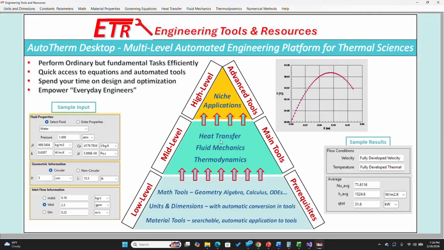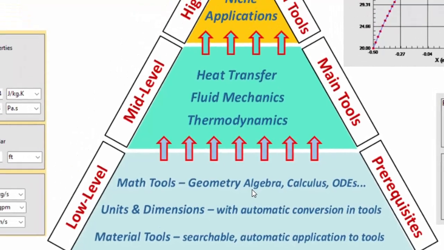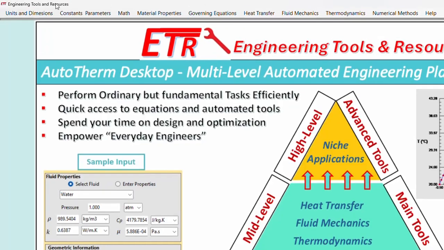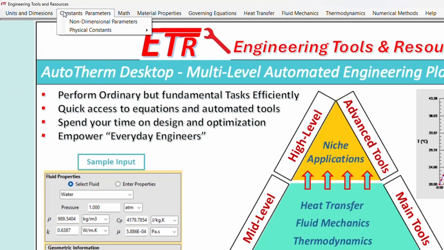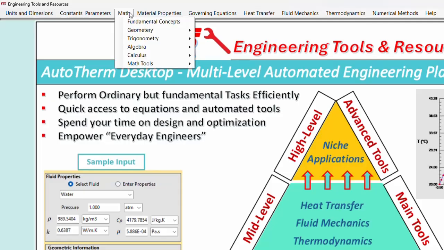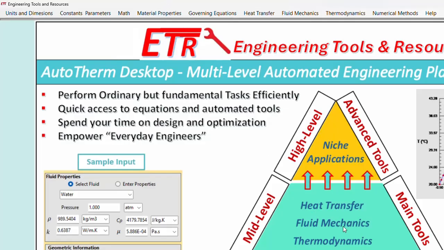This platform can be viewed as a pyramid. At the lowest level, we have what we call the basic tools. These are the prerequisites with broader application than thermal sciences. These tools are located on the top menu towards the left. We have units and dimensions, constants and parameters, math tools and resources, and material properties tools and resources.